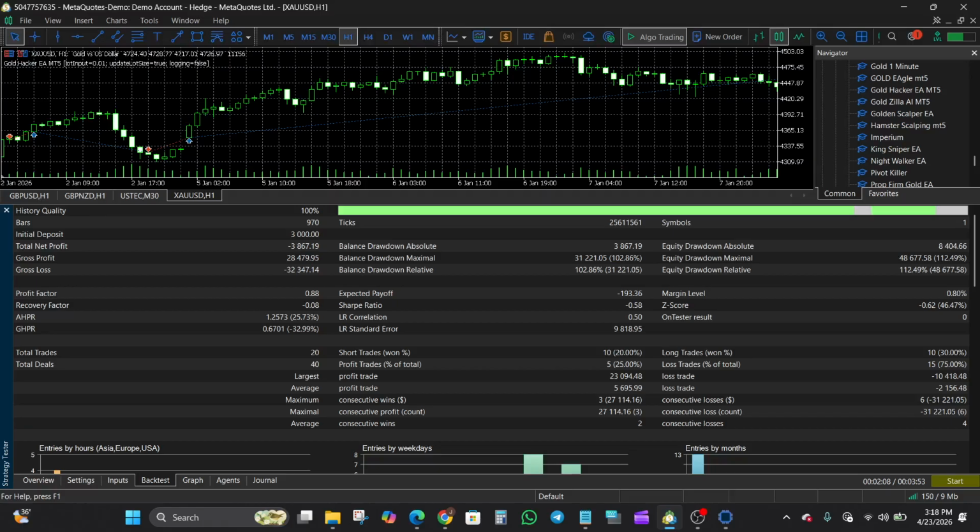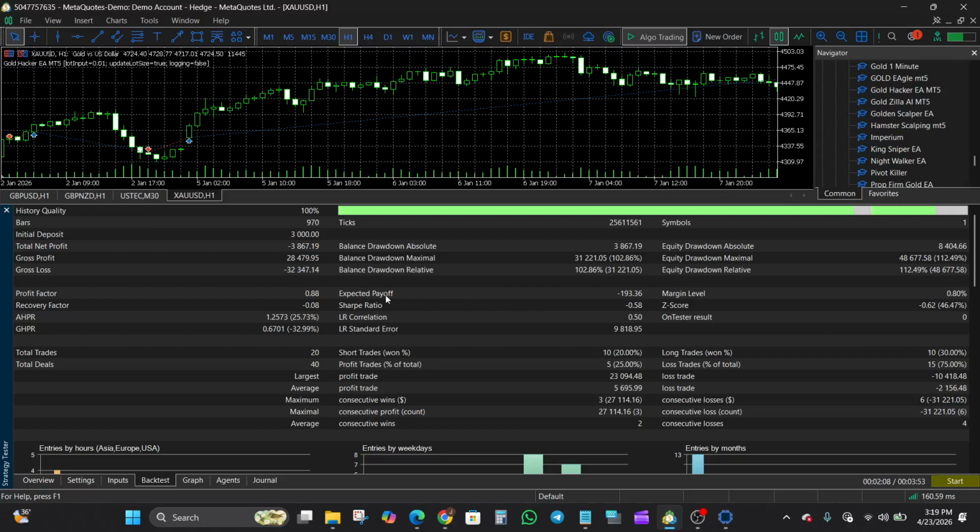So overall, Gold Hacker EA is a trend following system with a recovery based trade management approach. It performs well in trending markets where trades move in the expected direction with minimal need for recovery. But in sideways or highly volatile conditions, it becomes more aggressive in managing positions, which can increase risk. The automatic lot sizing and flexible spread tolerance are useful features, but the core of this EA really comes down to how comfortable you are with recovery style trading. So if you understand that behavior and you manage your risk properly, this is definitely something worth testing further.